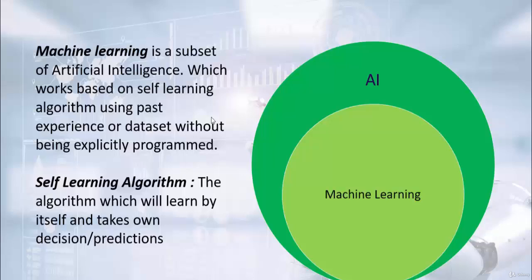Then the final statement is without being explicitly programmed. In our scenario, for new customers also, the algorithm will recommend the product even though we didn't code for that particular customer. It has the ability to work for a scenario which we didn't code. That's what I mean to say.